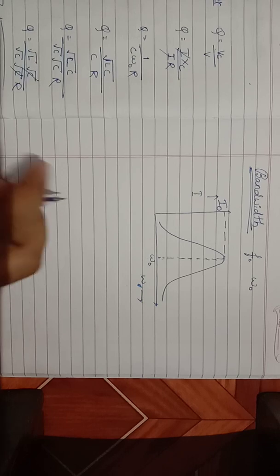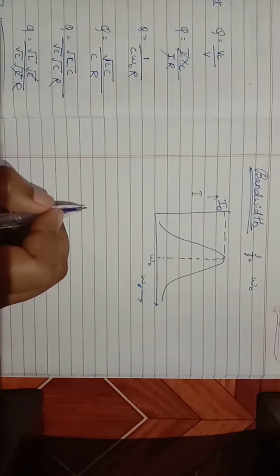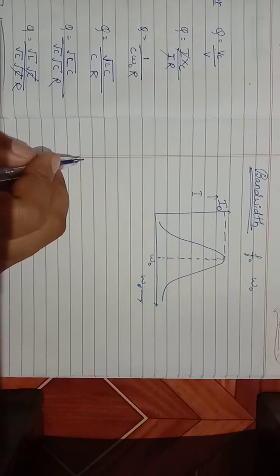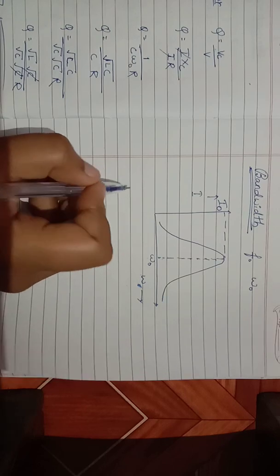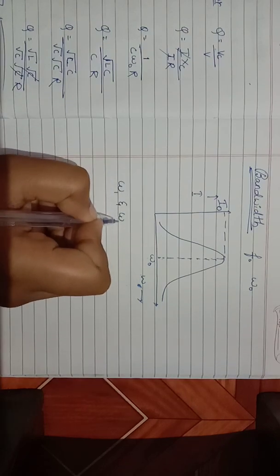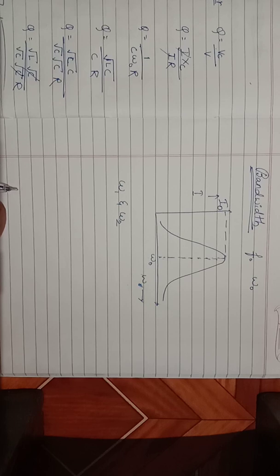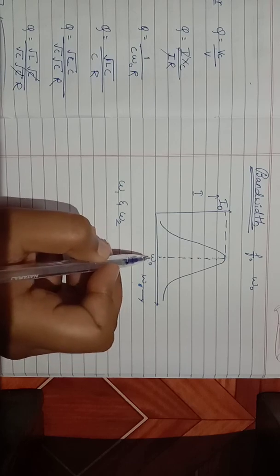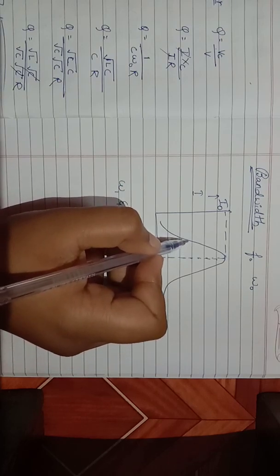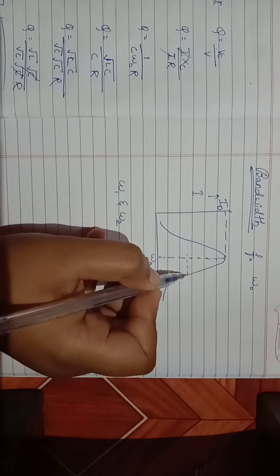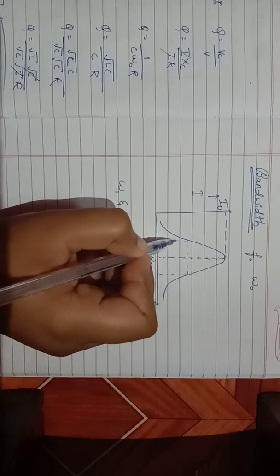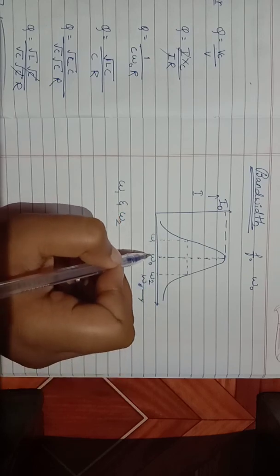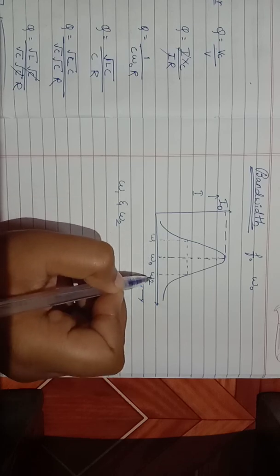Okay, no problem. So here, to explain the concept of bandwidth, I am considering two angular frequencies, omega 1 and omega 2, below and above the resonant angular frequency. See here, two angular frequencies, omega 1 and omega 2, below the angular frequency and above the angular frequency.